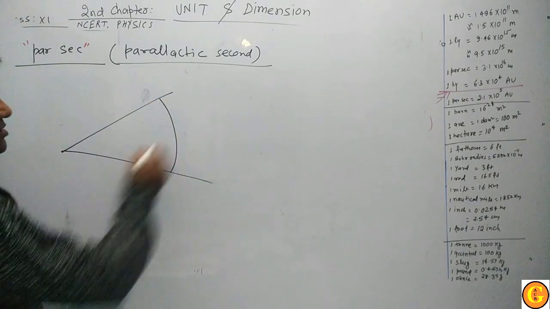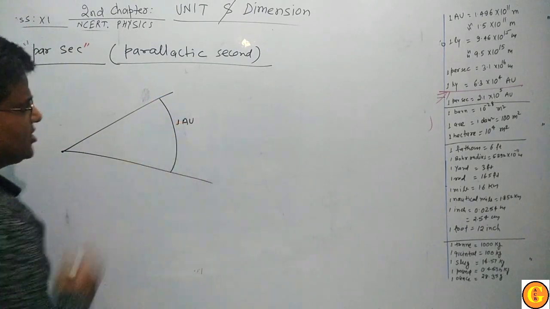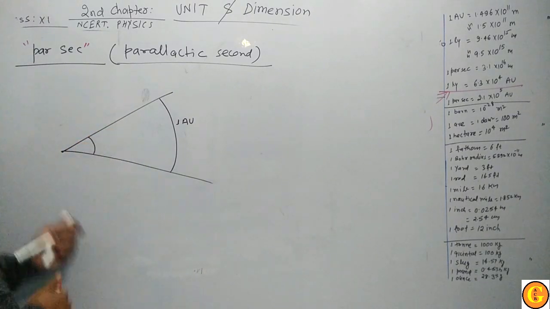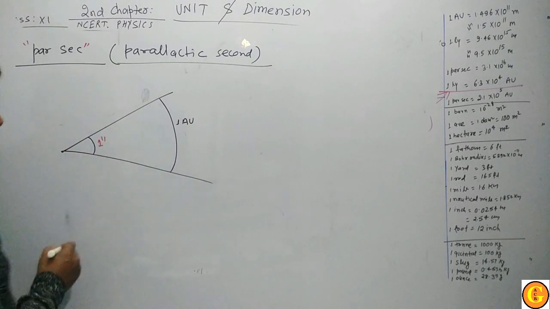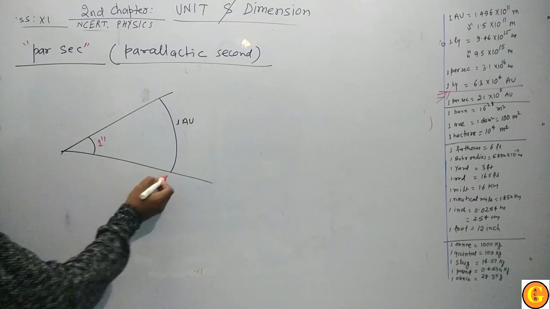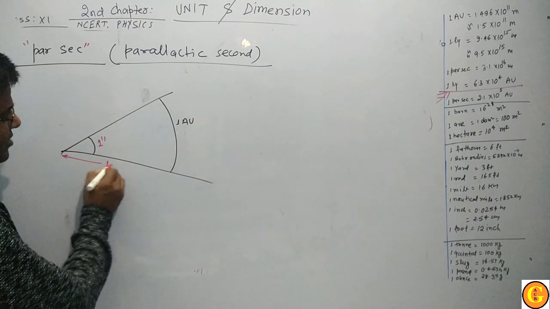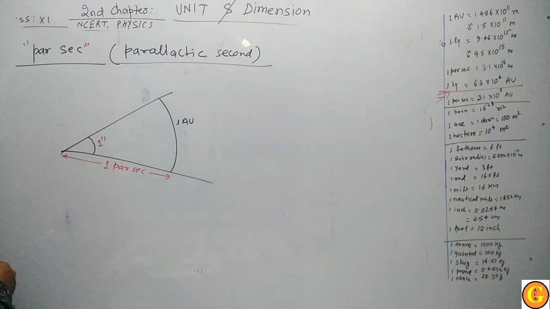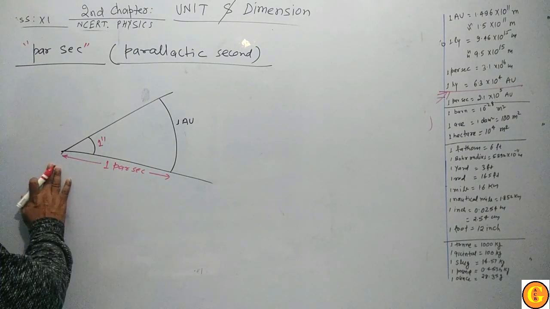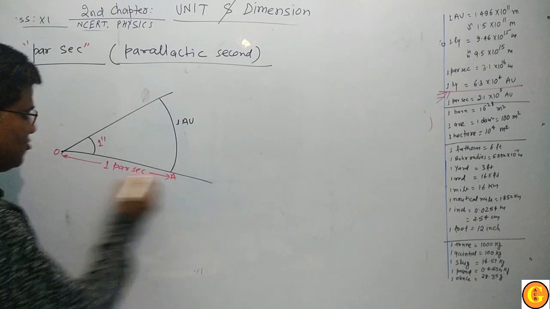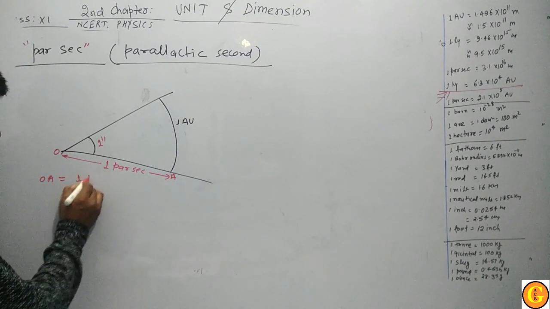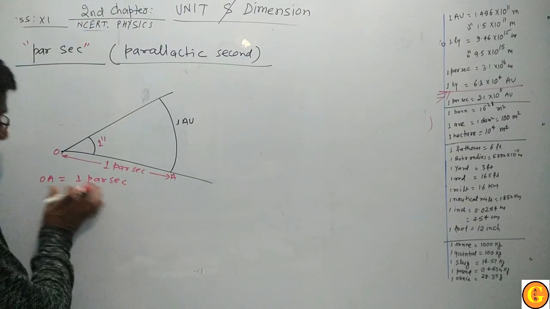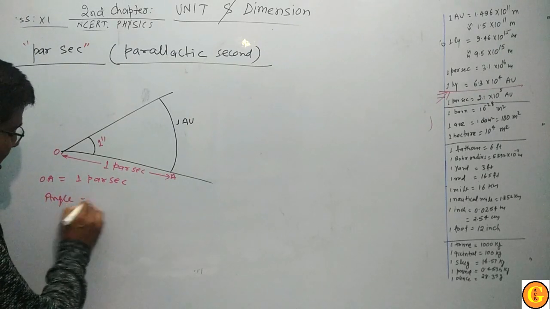Similarly, this is the arc. The length of the arc is 1 astronomical unit, and this angle is 1 second. The distance from here to here is called 1 parsec. Simply, if we want to find the value of O to A, that is 1 parsec, it is equal to the radius. Then angle equals arc by radius.